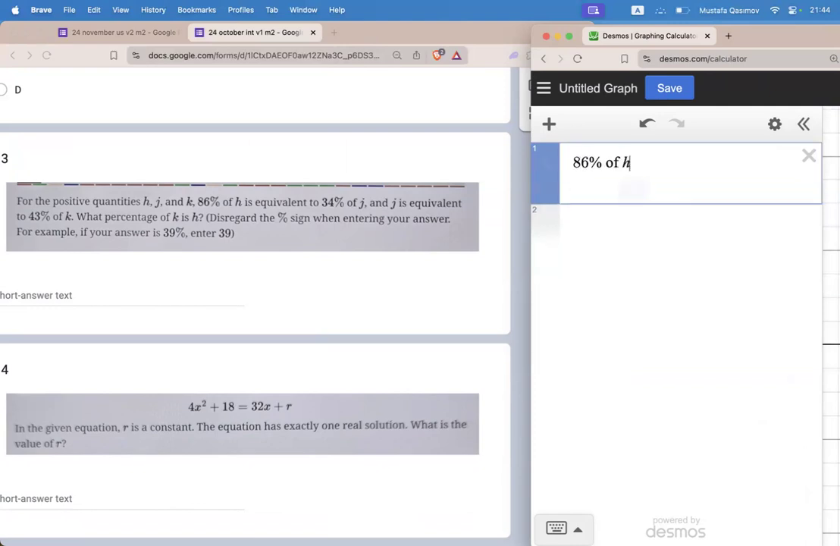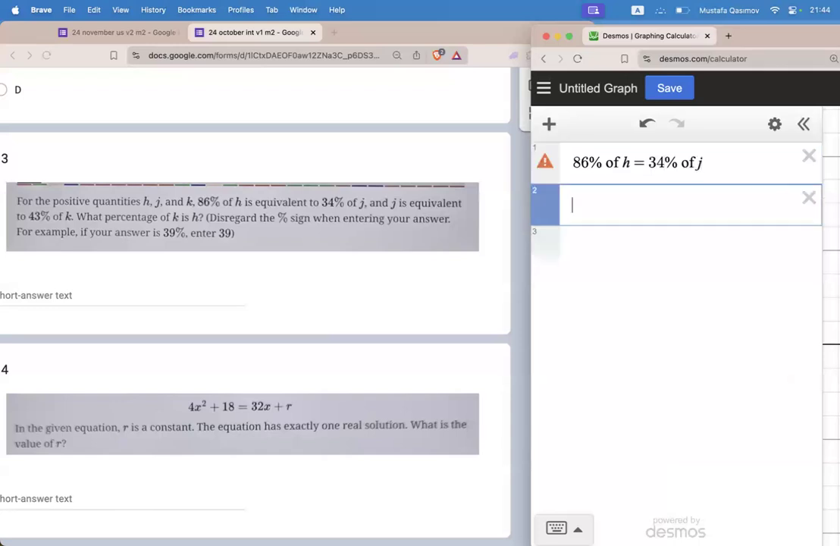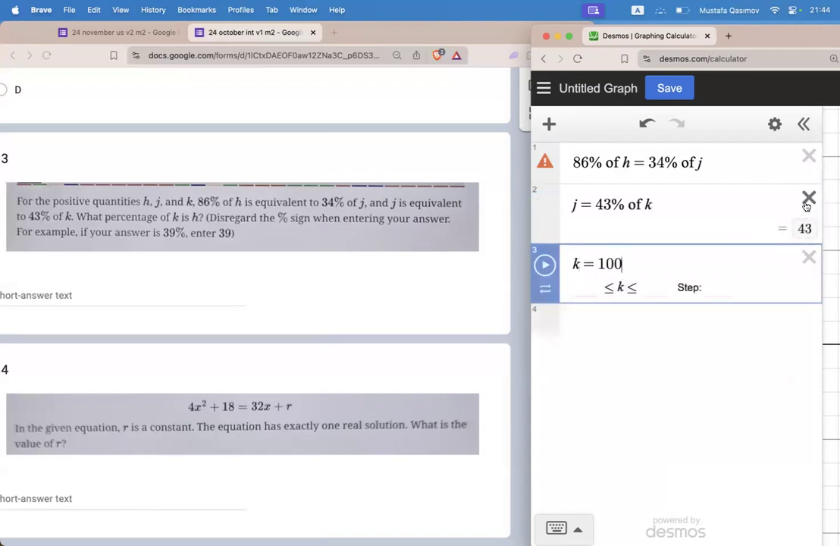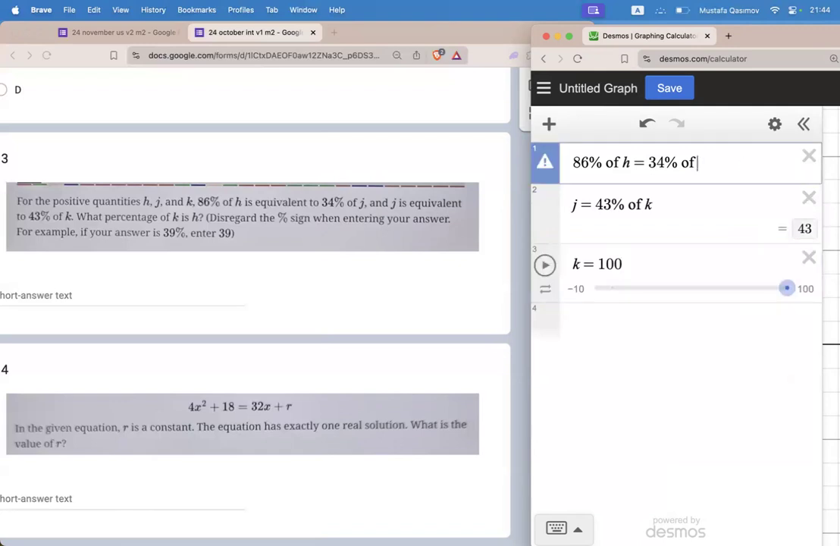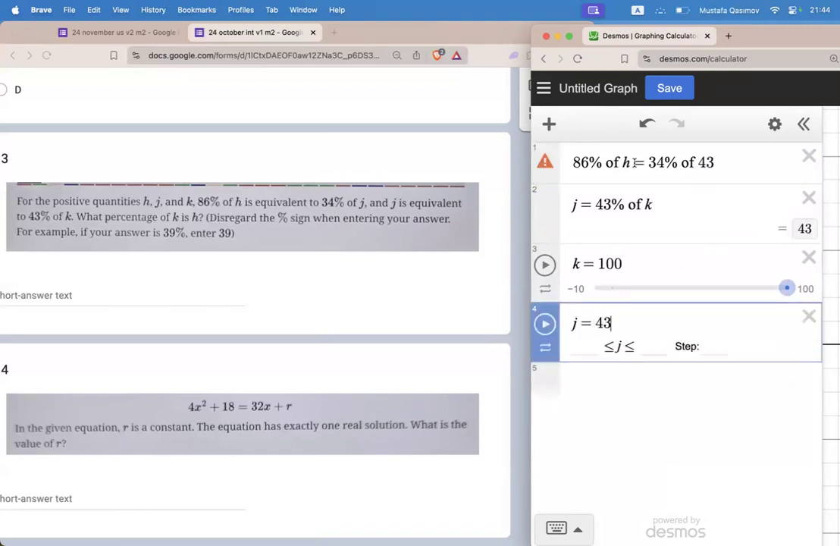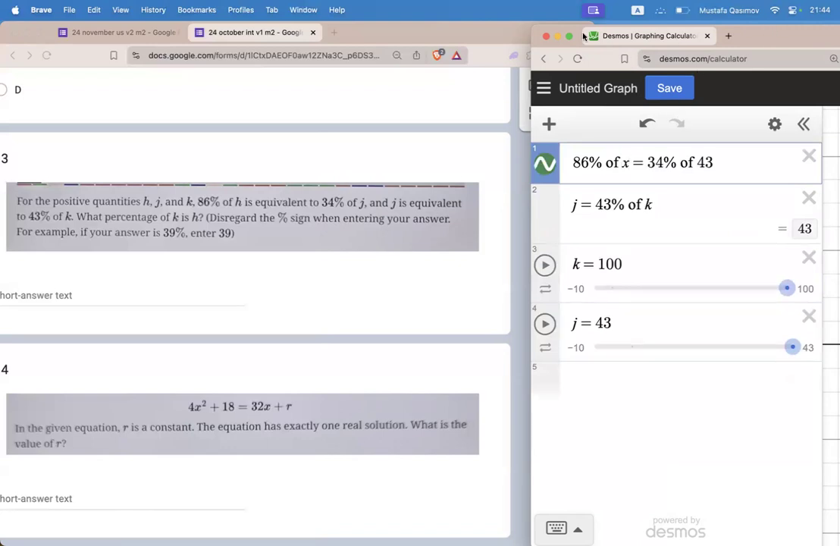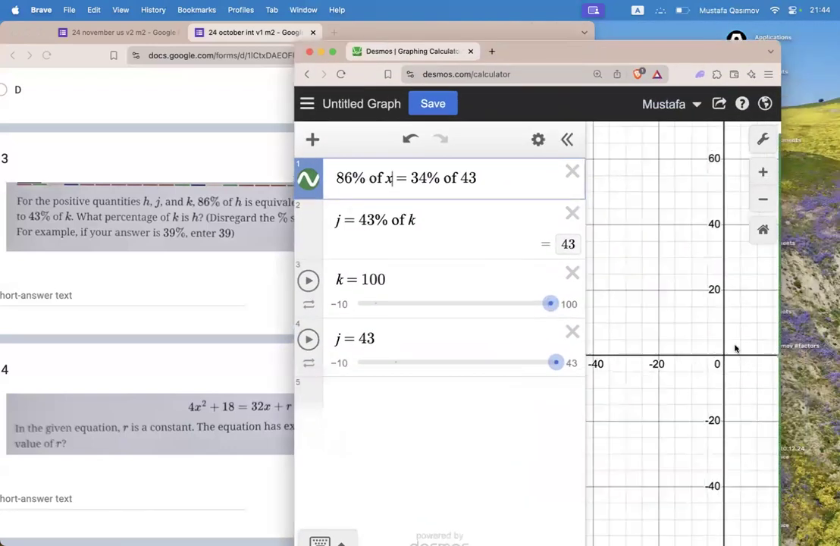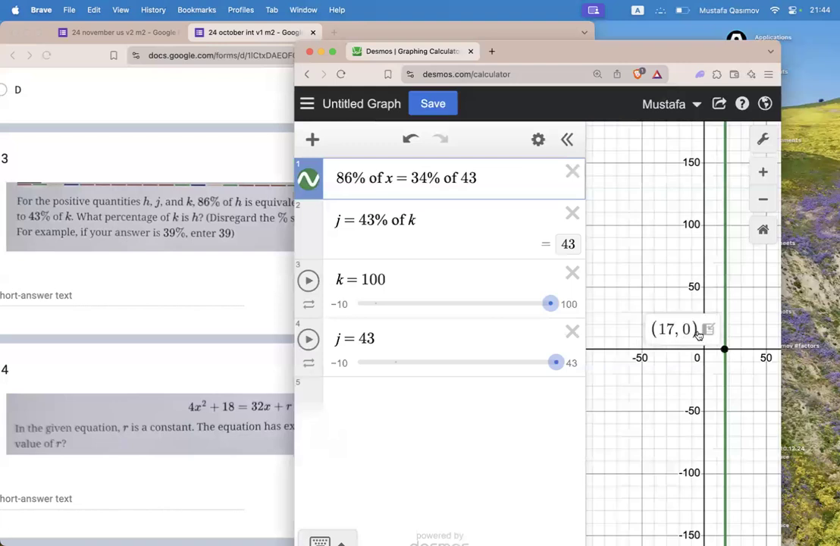86% of h is equal to 34% of j. Yeah, 86, right. Write instead of k 100, you will get j is equal to 43. Then you can write it here, 43. Let's write it also here. Then let's write instead of h, x, then find h from here. So h is equal to 70.